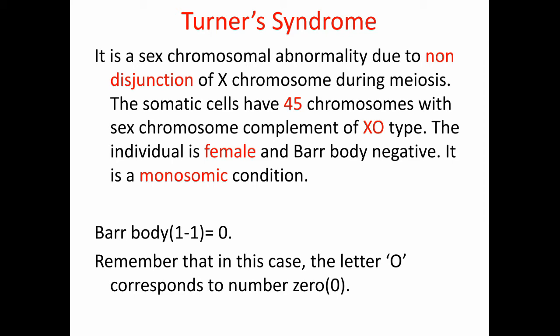Okay, so naturally you can understand one chromosome is less, so 45 is the chromosome number. You can understand no Y chromosomes are there, so definitely it is a female. And monosomy, and Barr body is negative because 1 minus 1 is equal to 0 naturally, and the 2 X chromosomes are not there, only 1 X chromosome is there. So Turner syndrome XO, Klinefelter syndrome XXY. This much I need to remember.